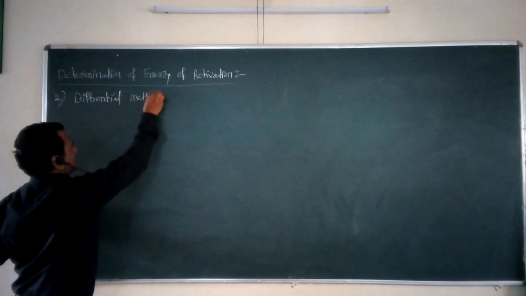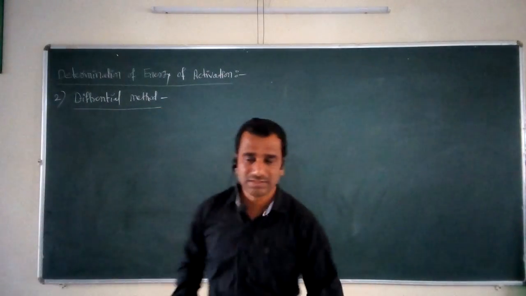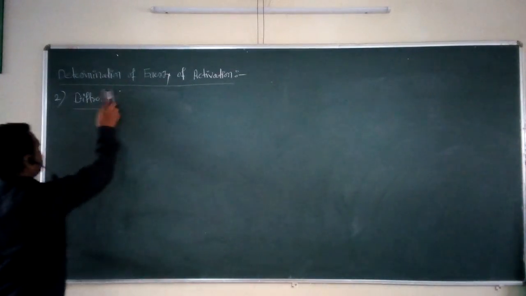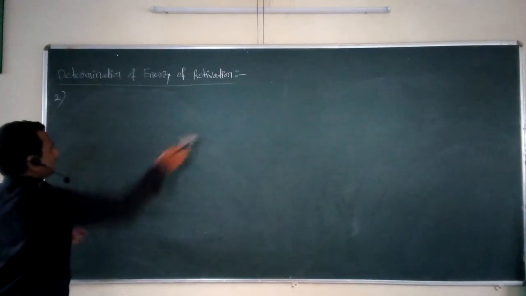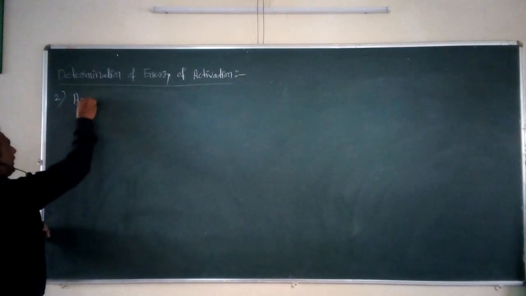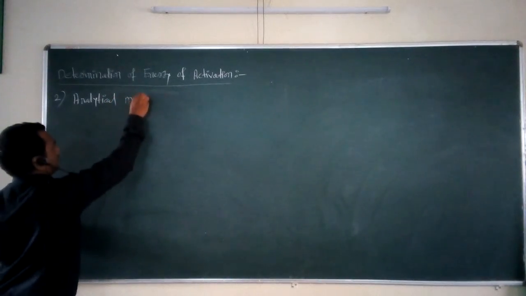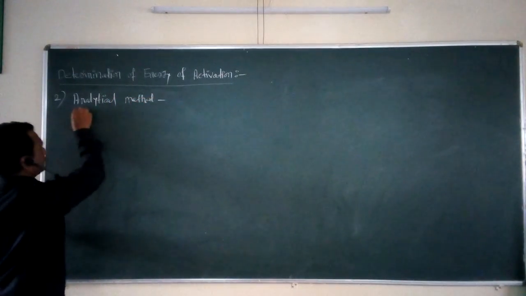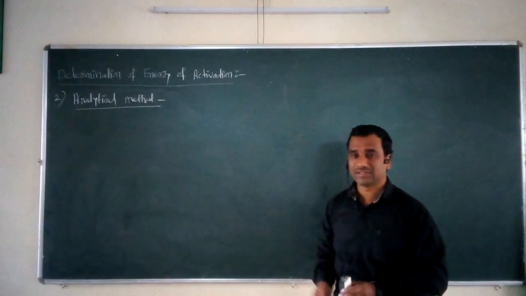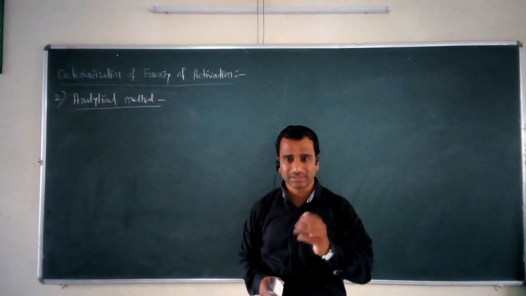The second method is a very simple method. It is called the analytical method. So we completed the first method, called the graphical method. Now the second important and simple method is the analytical method for determination of energy of activation.